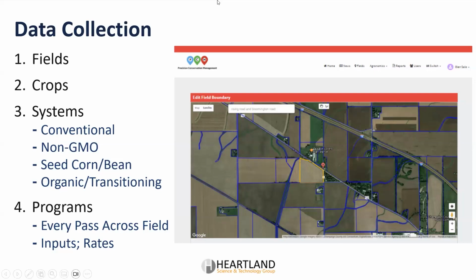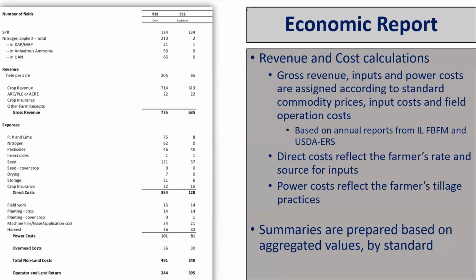And so what we do is we collect data about every pass done to the field. A farmer chooses which fields to enroll, how many fields they want to enroll, and then they enter data about everything done to that field. So they enter what crops are planted there, they enter the systems, whether that's conventional, non-GMO, and then every pass across the field gets entered into the system. So the rates at which they're applying, what type of tillage they're doing, their seeding rates. So we collect all the information about any practice done to the field, and it's all entered into the secure online portal.